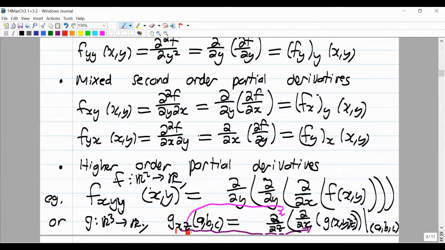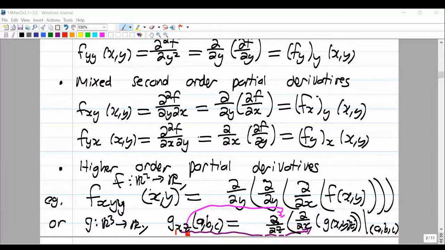This is one and this is two. So you take g, you partial it with x, that result, you partial it with y, and then the vertical line, you plug in a, b, c. Do not get lost in the notation. Do not get lost in the notation of plain first order partial derivatives, second order partial derivatives, or there are circumstances where you're going to need higher order partial derivatives, and you can make infinitely many examples.